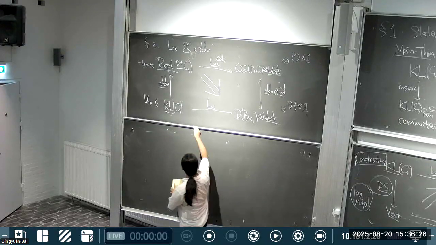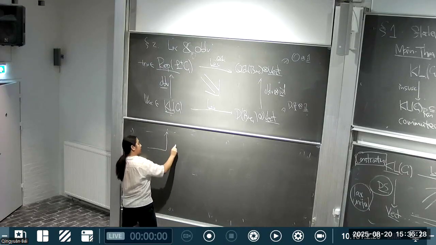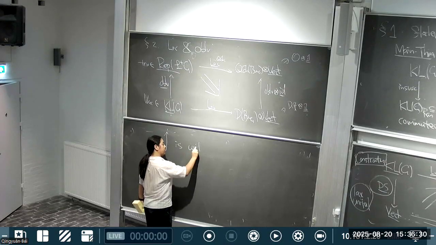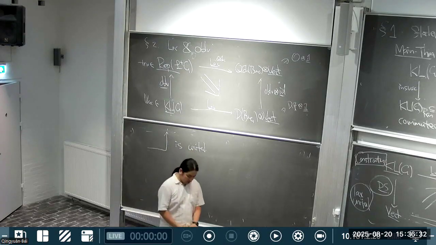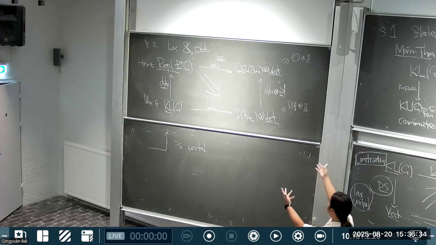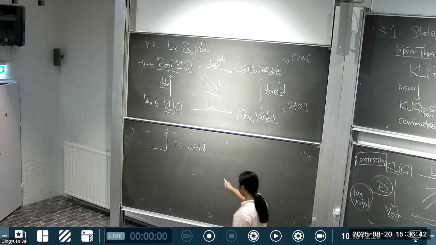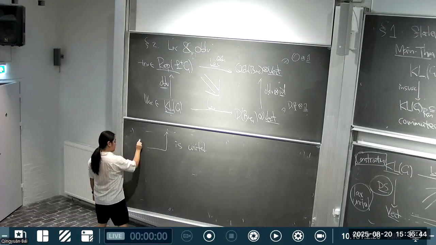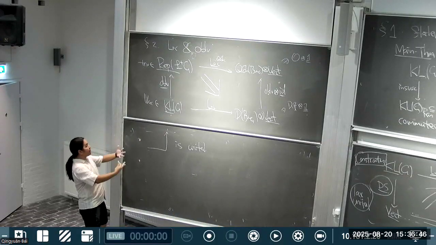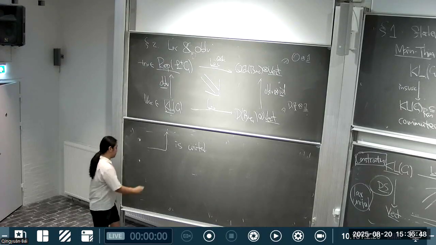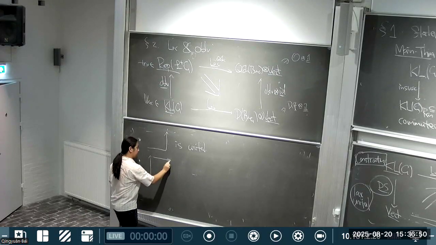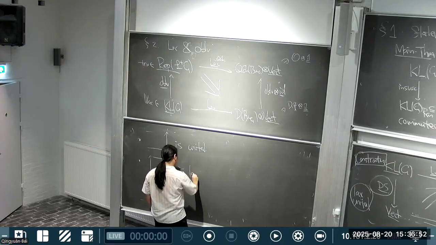I claim that for this arrow, this is a unit. Because you send this back to something constant, which is the D-module of the unit, and whatever the categorical thing is, it's still something constant. So therefore, this functor is unital. However, the other functor cannot be unital. It's only lax unital.